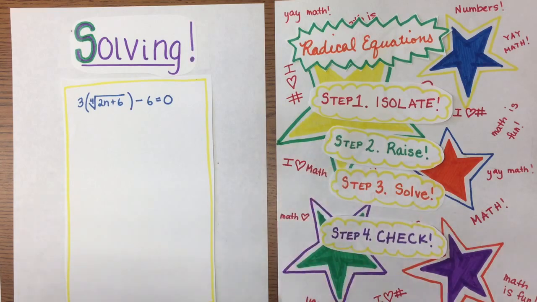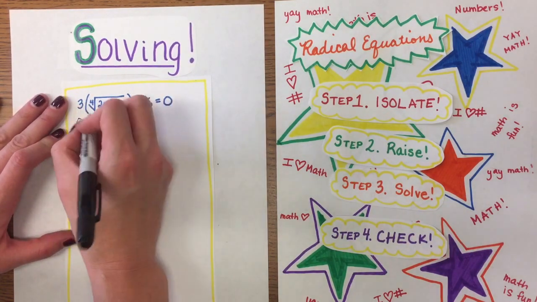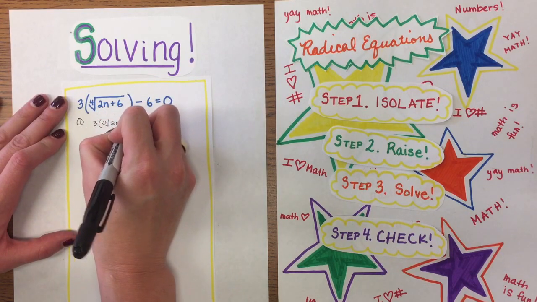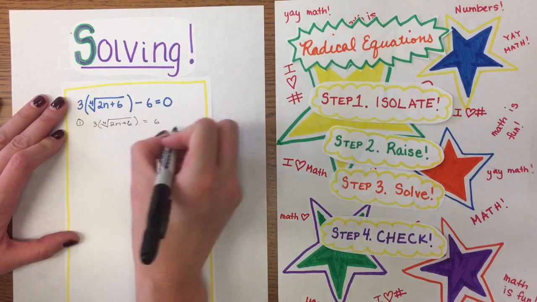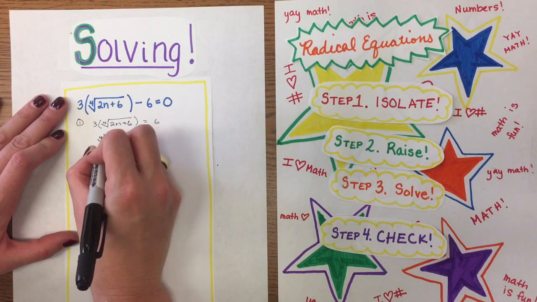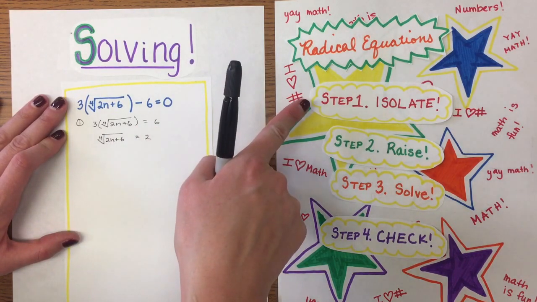I'm still going to follow my same 4 steps. Step 1 is isolate the radical. So to isolate the radical, I'm going to bring the 6 over. So this is my step 1. 3 times the fourth root of 2n plus 6 is equal to 6. I'm going to divide both sides by 3 and get the fourth root of 2n plus 6 is equal to 2. I've now isolated the radical.